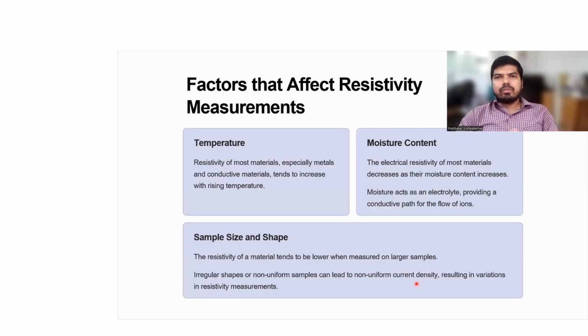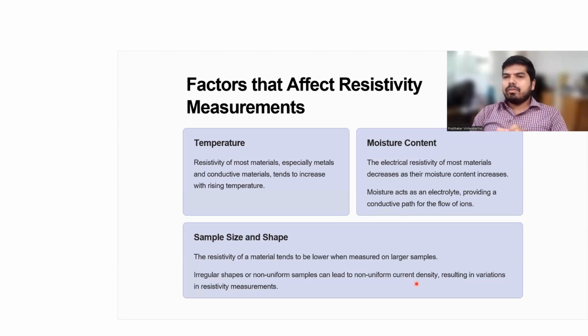There are a few factors which will affect the resistivity. These factors are temperature, moisture content, and sample size and shape. If we look at temperature, the resistivity of most materials, especially metals and conductive materials, tends to increase with a rise in temperature.